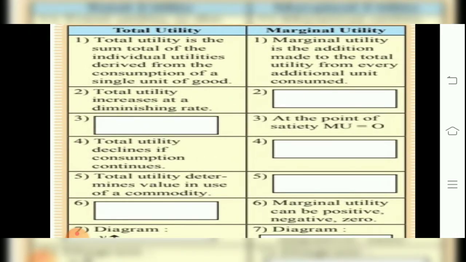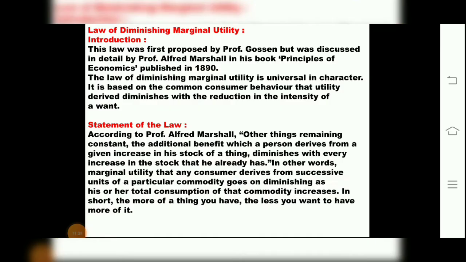Now children, if you can see, a table has been given over here that you can take as homework. You have to show the relationship between total and marginal utility, which we can also discuss in the online meeting. So here you have to fill in the blanks, children. You have to fill the gaps over here, total utility and marginal utility. So the relationship between total utility and marginal utility you have to show over here. Now we'll come to our next point.